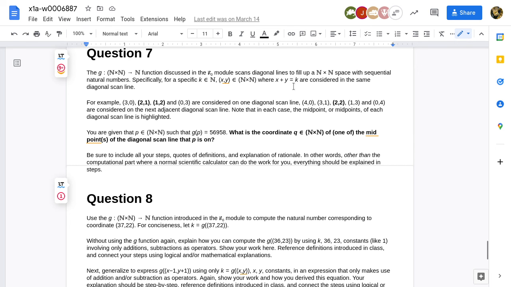Okay. I even showed you an example: 3,0, 2,1, 1,2, and 0,3 are considered on one diagonal line, and so on. So you are given that P is an element of N times N, which means it is a two-dimensional coordinate, and that G of P is this number here. What is the coordinate Q, an element of the two-dimensional space, of one of the midpoints of the diagonal scan line that P is on? All right, so what is the coordinate of the midpoint of that line?